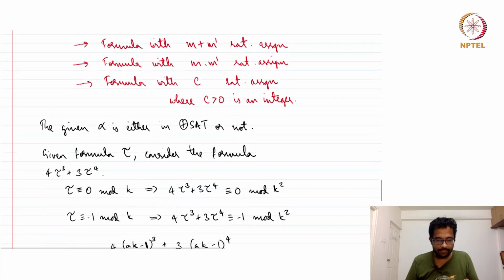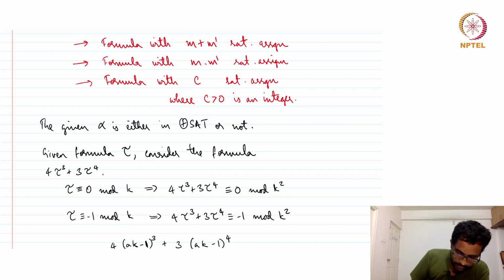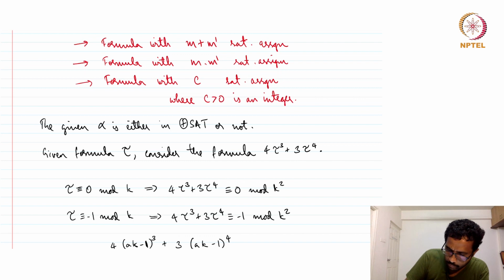So given alpha, alpha is either in the parity set or not. It's either an odd number of accepting computations or an even number. So given a formula tau, let's try to understand this: consider the formula 4 tau cube plus 3 tau power 4.